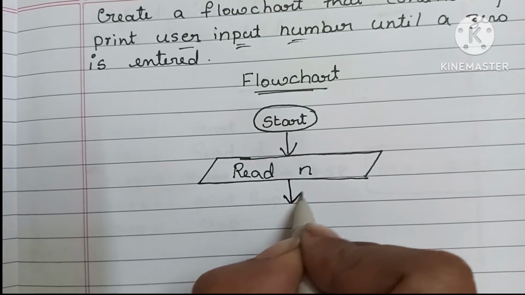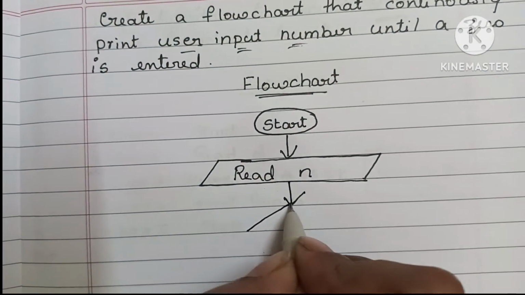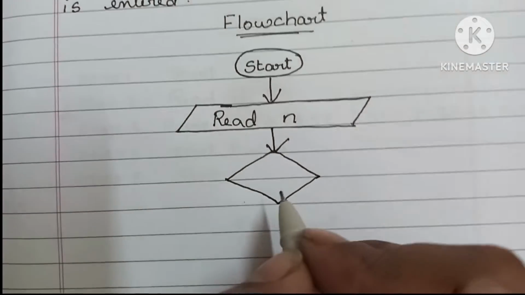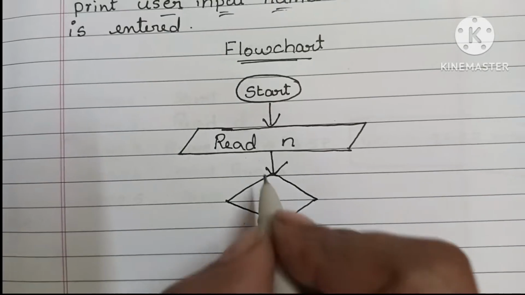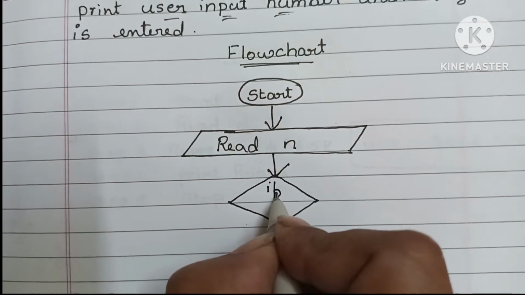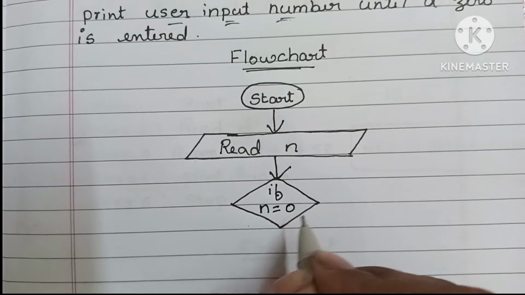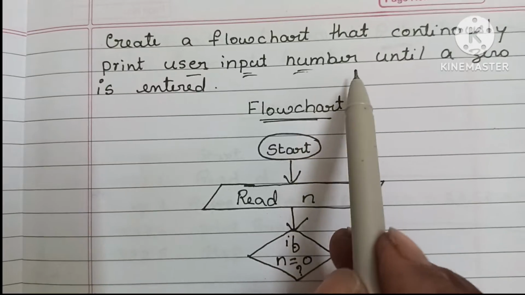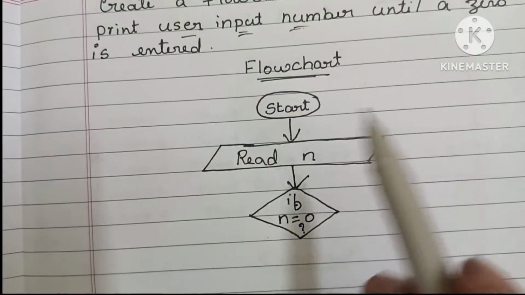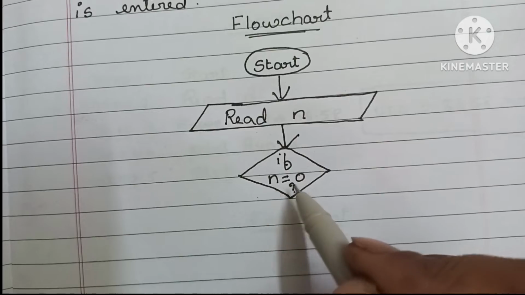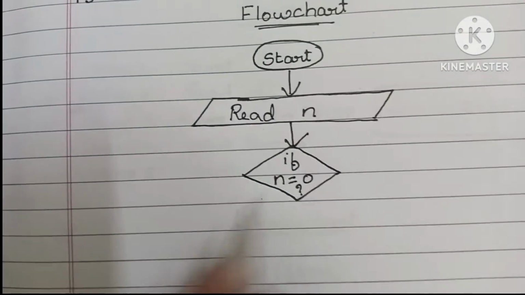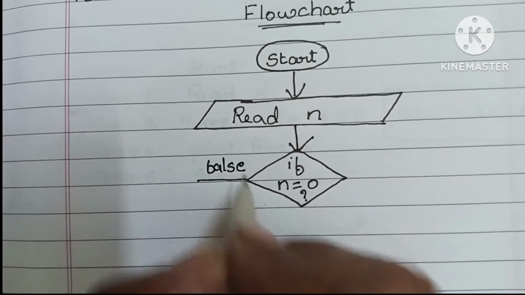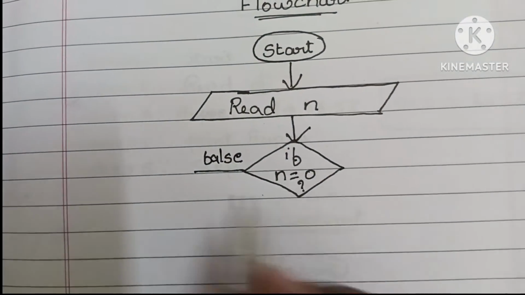Next, we have to compare n with 0. Comparison is always done within a diamond shape. So within the diamond shape we have to check if n is equal to 0. Here the condition is that we have to print user input numbers until a 0 is entered. If this condition is false, it means the given number is not 0.